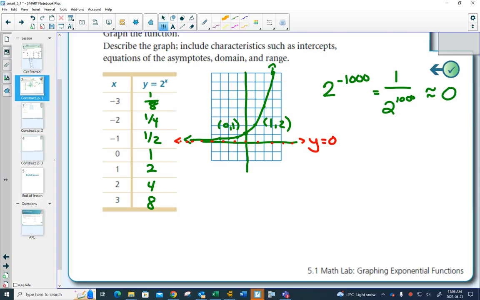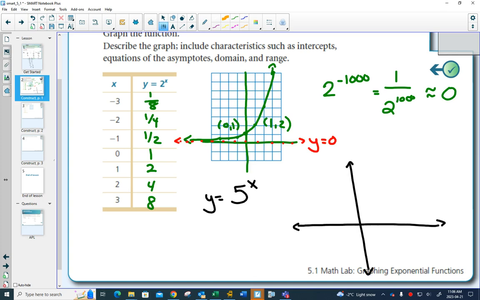So we're going to graph another one right now. Just pick a different base. Let's say we choose 5, and we graph 5 to the x. We're not going to need to do a table of values, but we're going to find out that for any exponential graph, there are 2 points that are very important to do.